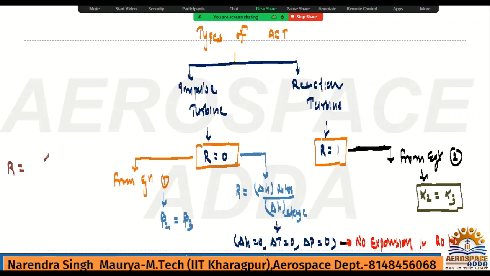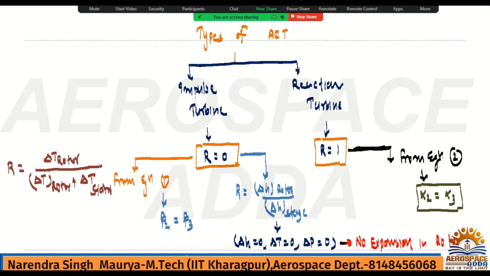Okay, the temperature drop I must write now separately: temperature or enthalpy drop in rotor divided by temperature or enthalpy drop in rotor plus temperature or enthalpy drop in stator. This is the actual formula, and this formula I had given in compressor. So the same thing it will be for the turbine also.